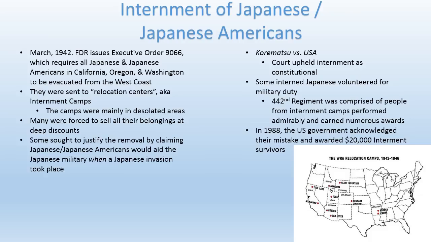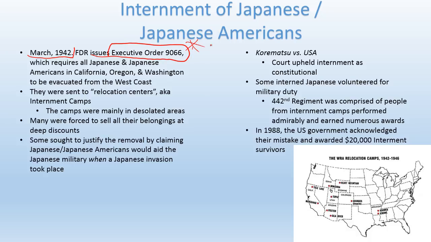Well, perhaps the most infamous and shameful action the United States took in World War II was the internment of the Japanese and Japanese Americans. Remember, Pearl Harbor was December 41, so we have March 42, FDR issues Executive Order 9066. Very important to know this one.